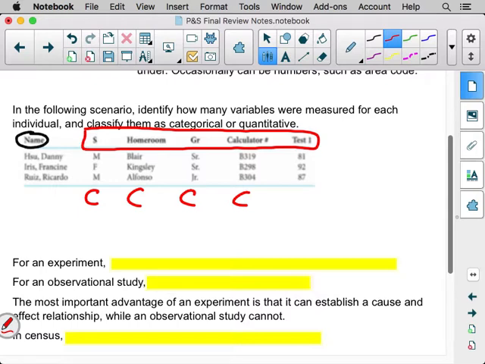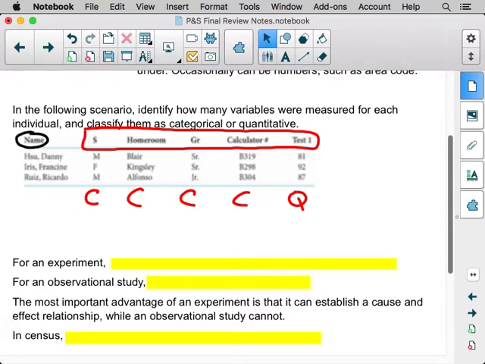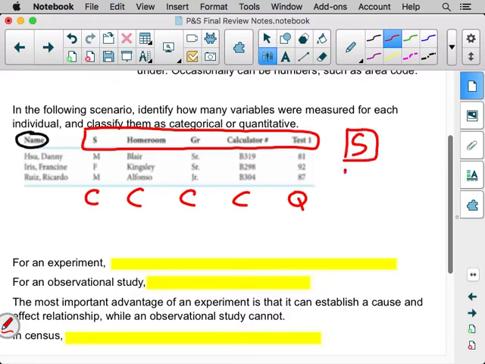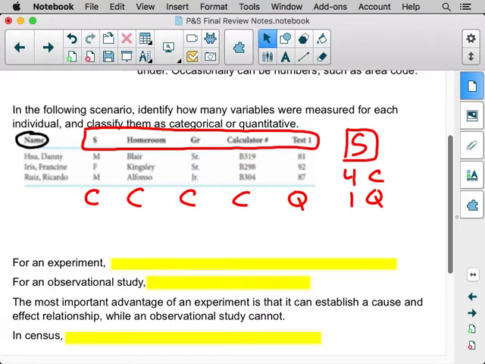The only one that's quantitative is test scores, because you can find the average test score, okay? That is math that you would do. That makes sense to do. So here we would say there are 5 variables total. 4 are categorical, 1 is quantitative, okay? So that's how that one would go.